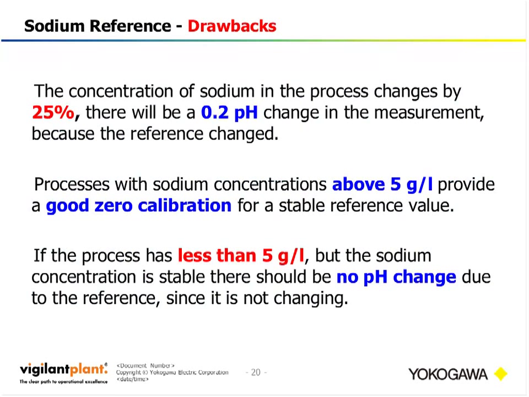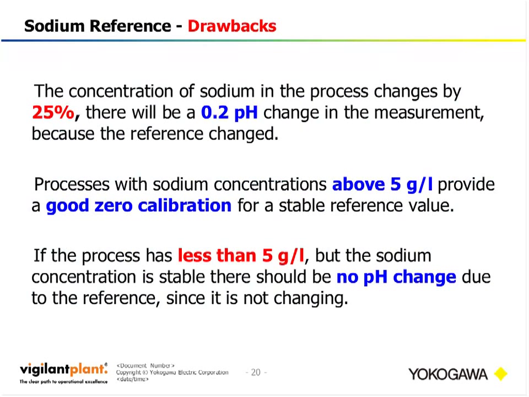So the fact that we have to take into consideration the sodium concentration of the process sounds like a huge drawback, but for most applications, this is never an issue because there's more than a sufficient amount of sodium or salt to establish the stable reference voltage that we need. As a rule of thumb, we need to always remember that if the concentration of the sodium in the process changes by 25%, then there will actually be about a 0.2 pH change in the reference value. That's not a true pH change, but just because the sodium changed.